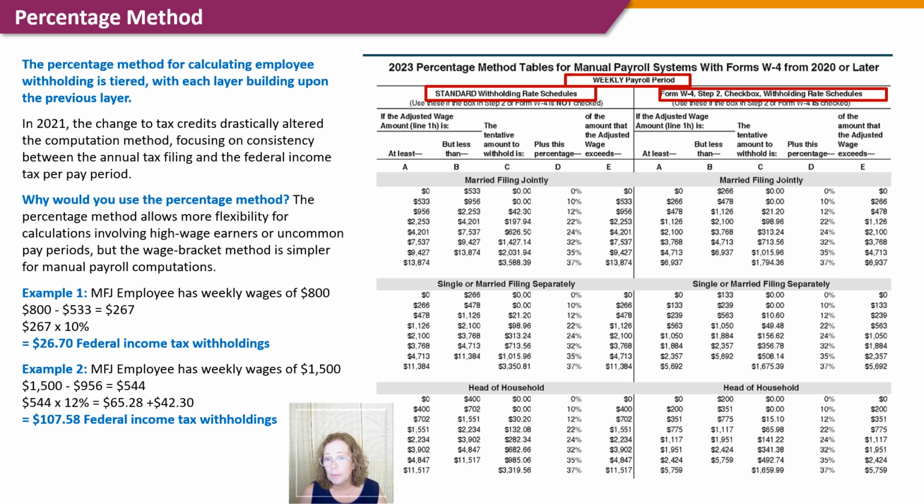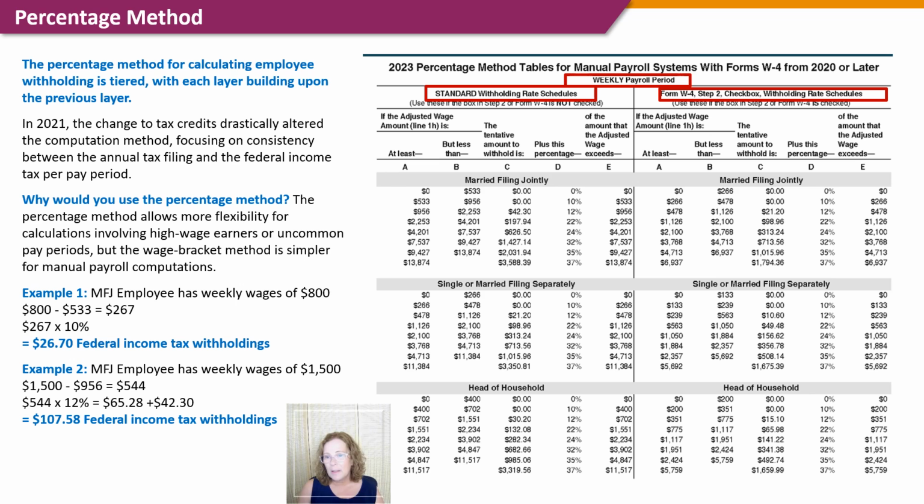So how is this method different from the wage bracket method? Well, it is more exact. The wage bracket table has bands, and within that band, each employee has the same dollar amount of federal income tax withholdings, even if the wage differs. That's not the case with the percentage table because the calculation is based on the exact taxable wage of the employee. The percentage method also allows more flexibility for calculations involving high wage earners or uncommon pay periods. But the wage bracket method is simpler for manual payroll tax computations.